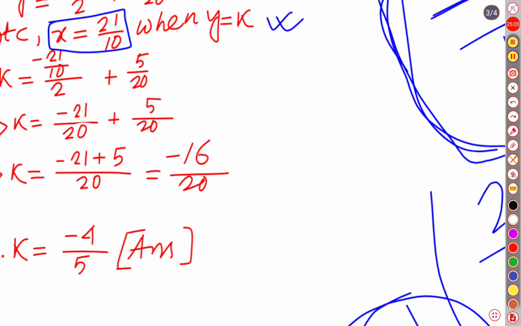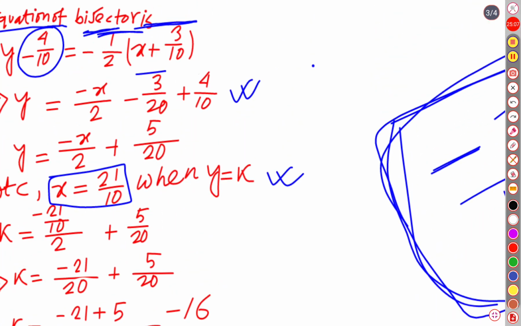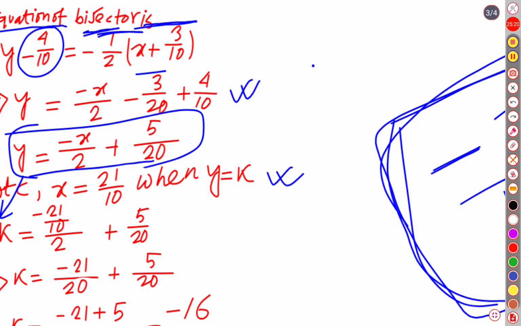So our equation is y equal to minus x over 2. So y means k. We have written k equal to minus x over 2. Let me erase this. Y equal to k, and x is equal to 21 over 10.